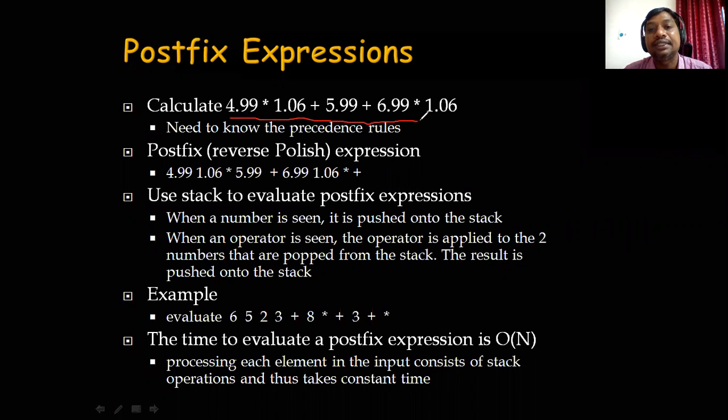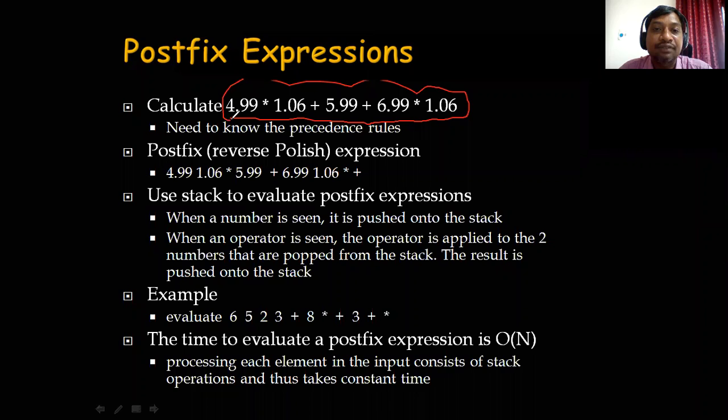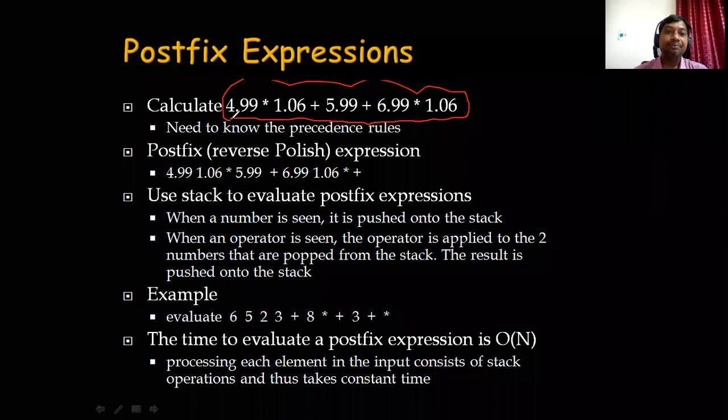Let us consider this arithmetic infix expression: 4.99 into 1.06 plus, and so on. We are doing some computation here. There are four operators, two occurrences of plus and two occurrences of multiplication sign.